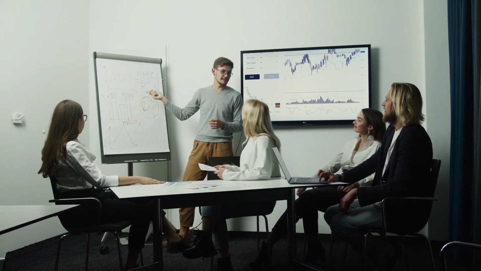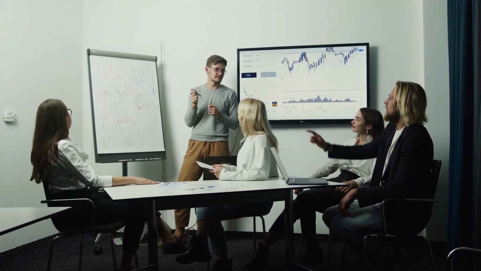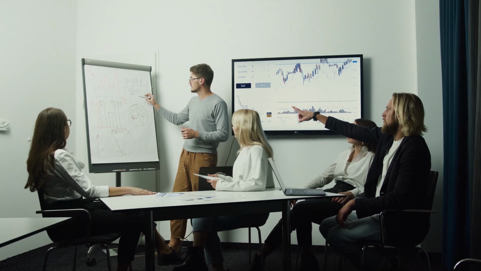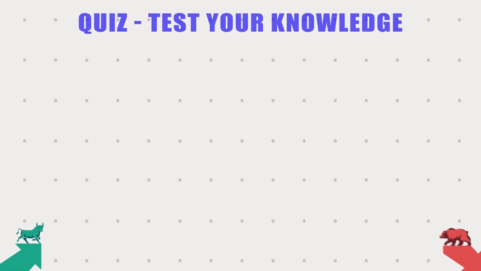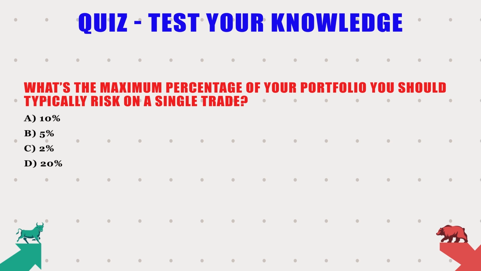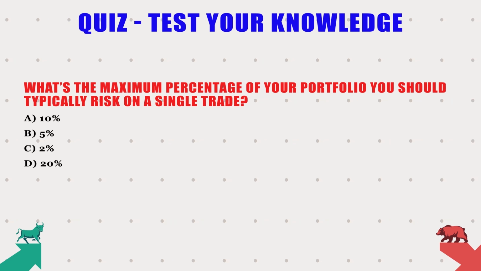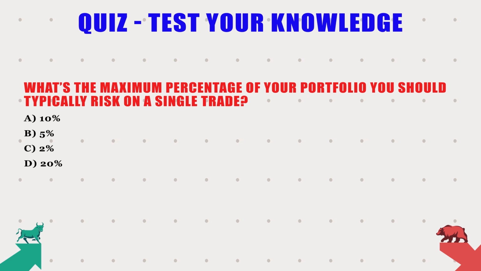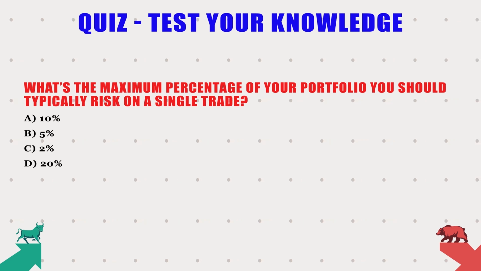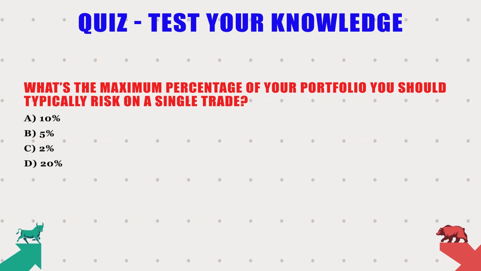Now let's test what you've learned so far with a quick quiz. See if you're ready to manage risk like a pro. So get ready. What's the maximum percentage of your portfolio you should typically risk on a single trade? A. 10%. B. 5%. C. 2%. D. 20%. Answer is C.